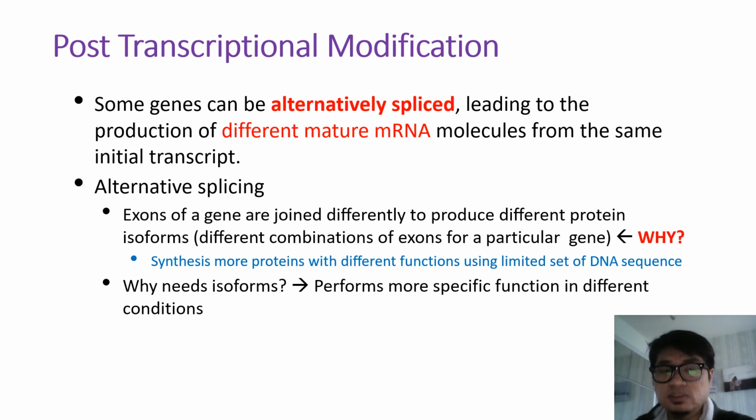So this will synthesize more proteins with different functions, using a limited set of DNA sequence. Okay, so why do we need the isoforms? Because the isoform is very important to perform more specific functions in different conditions.